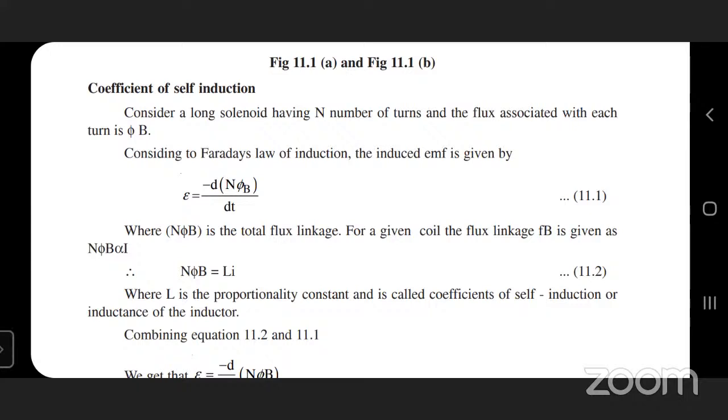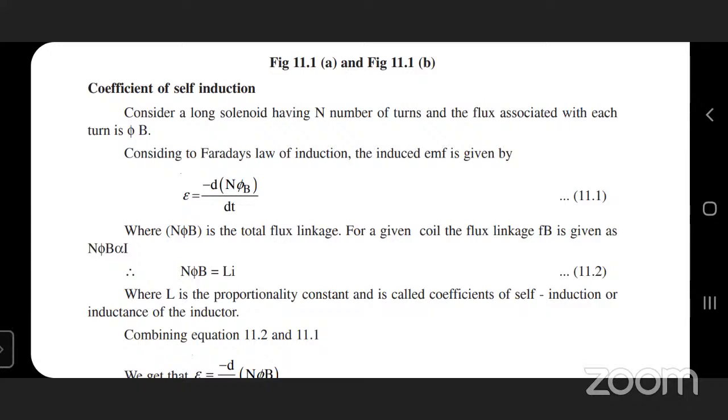Also, N phi B, the flux linkage, is proportional to the current I. Phi B is proportional to I. Why? Because only due to the current is the flux generated. That's why more current gives more flux, less current gives less flux. So N phi B is proportional to I, or N phi B equals L I, where L is the proportionality constant. You call this the self-inductance of the coil.